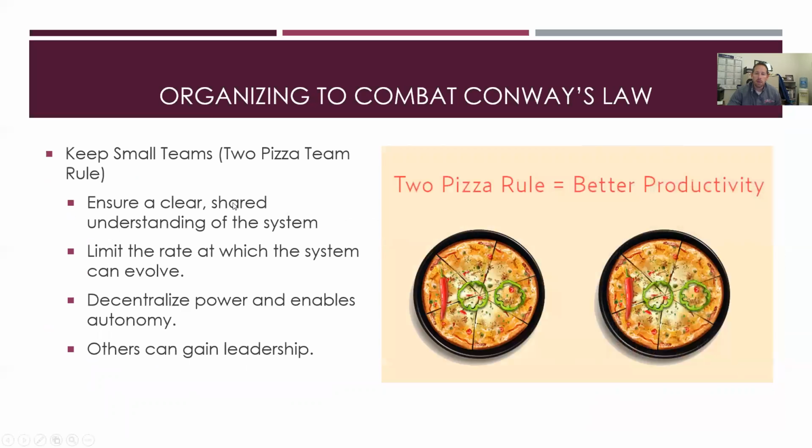So going into that, there is what the book calls the two pizza team rule, which I thought was pretty cool. Basically the rule is that if you can't feed the entire team at the meeting with just two pizzas, there are too many people in the room and you have too many people on a team. So by keeping the team small, you can ensure a clear shared understanding of the system. You limit the rate at which the system can evolve, which you would think would be a downfall. But again, to go back to that last slide, you want to make sure you avoid those catastrophic failures that can come. You decentralize power and enable autonomy, which is always great.